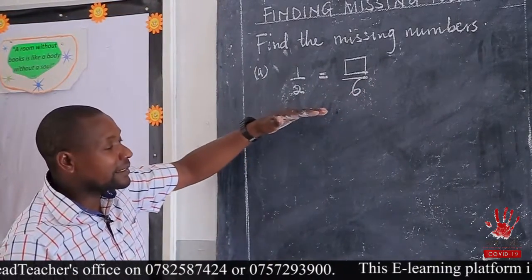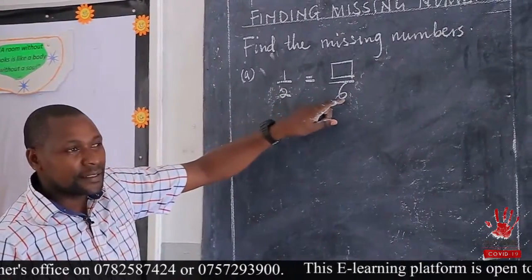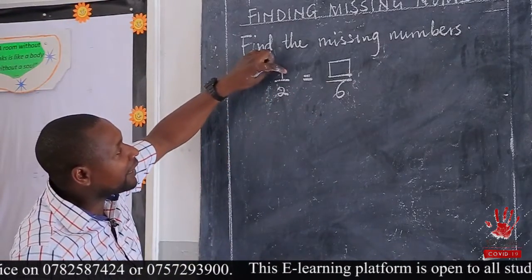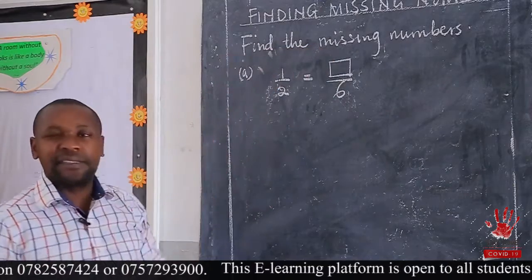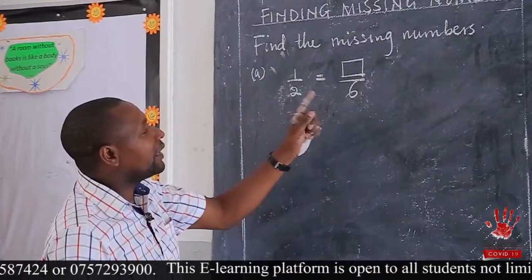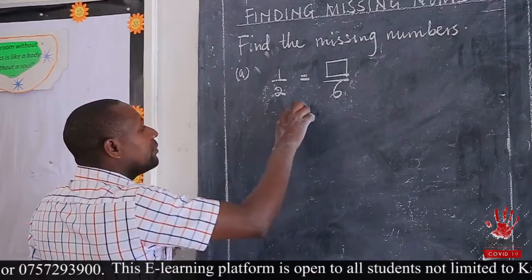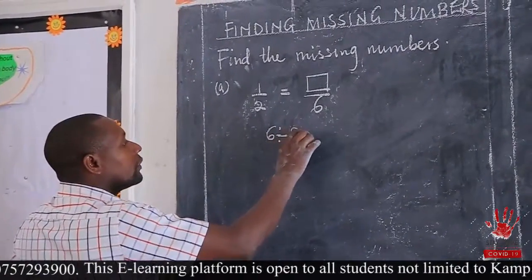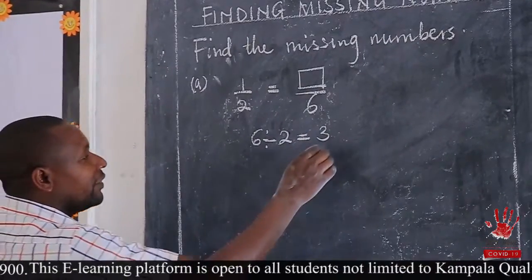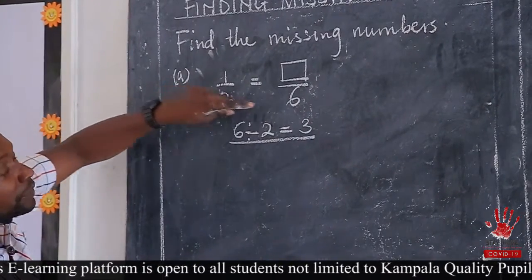In other words, here they're asking you, what number can you multiply by 2 to get 6? The number we shall multiply by 2 to get 6 will be the same number we can multiply by 1, and you get what is missing here. Okay? So how do we know the number that you can multiply by 2 to get 6? Just get 6 divided by 2. What is your answer? Somebody is giving me 3. Very good.